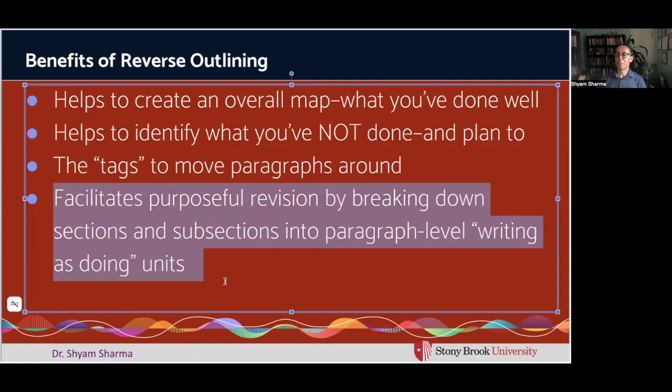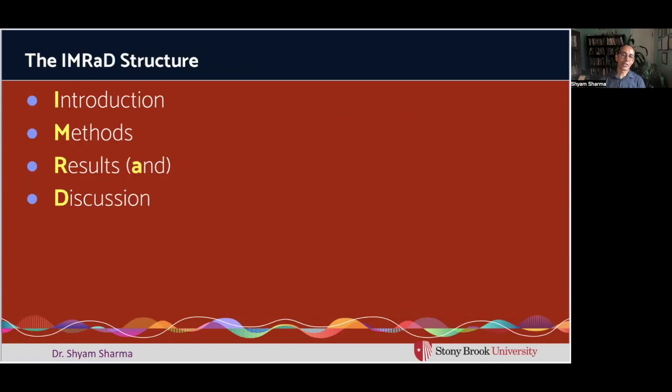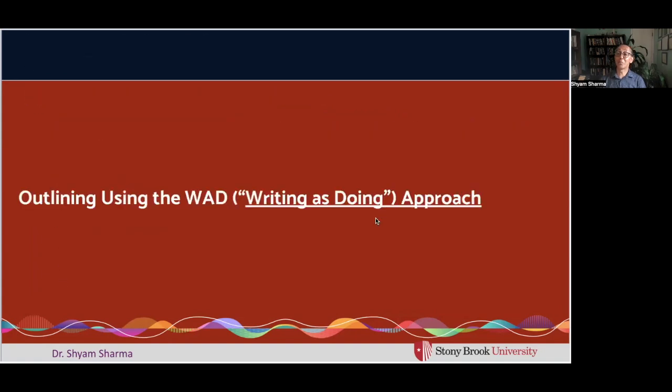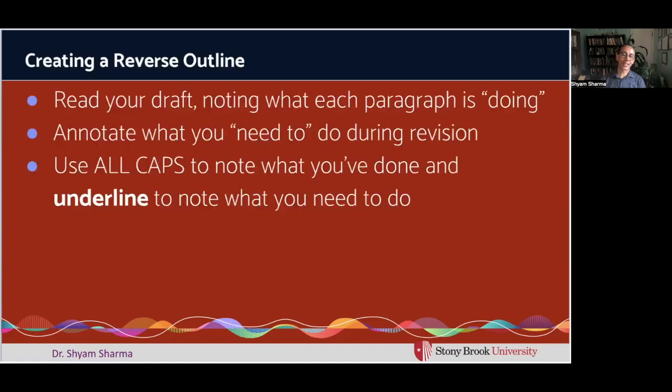So by simply marking your paragraphs as what I want to do, or what I've done, the outlining and drafting becomes a seamless process of doing what I want to do. All right, that's all about outlining. We will get deeper into the drafting process of all segments of the article. I hope you got something out of these ideas about outlining using the IMRAD model, using the CARS model, and using the reverse outlining model, writing as doing approach.